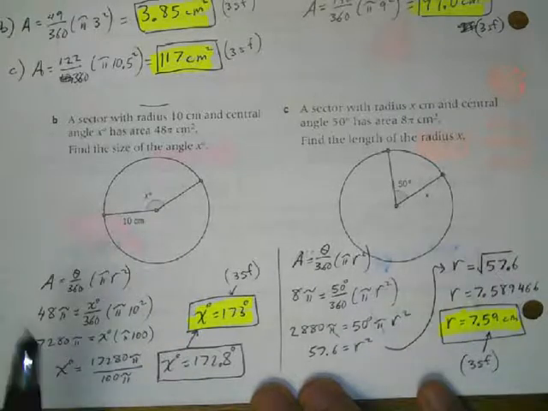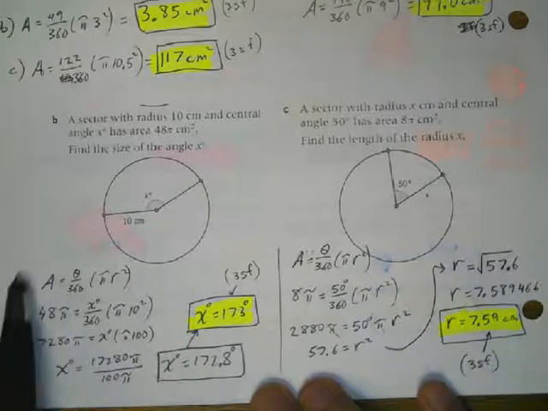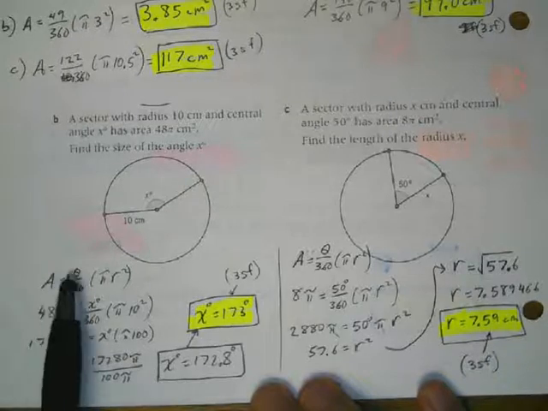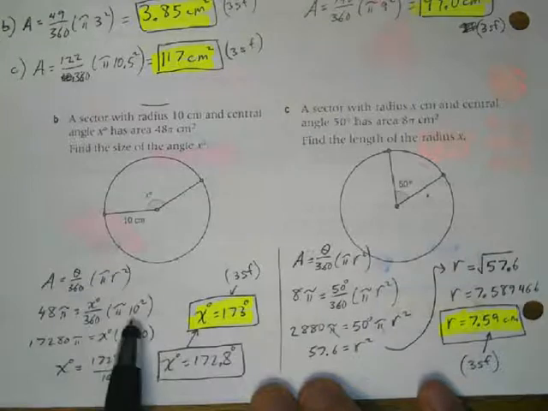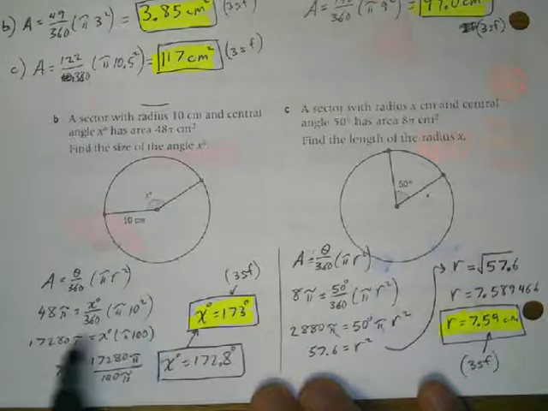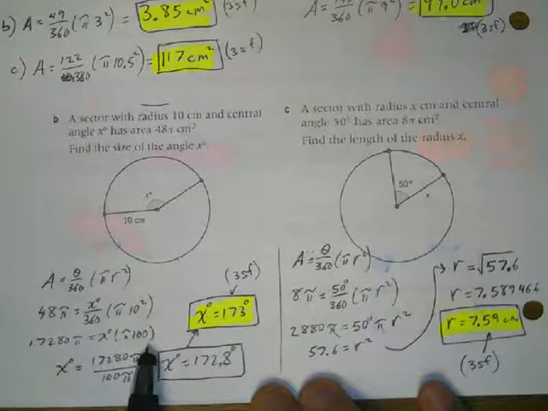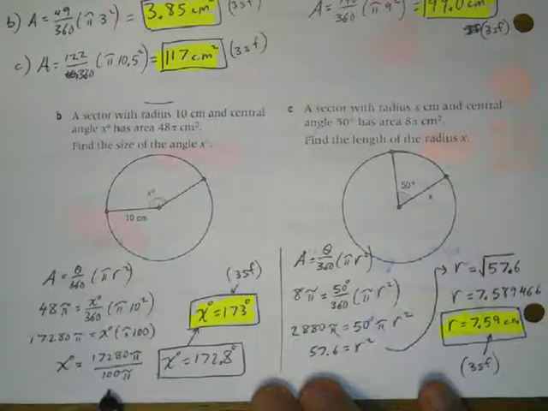So what did we do? Here the area is theta over 360 times pi r squared. We plugged in our 10 centimeters squared here. We had our area here. So step 1, I multiplied both sides by 360 to get this line, and then to get the next line, we divided both sides by 100 pi, and then that simplifies to this.